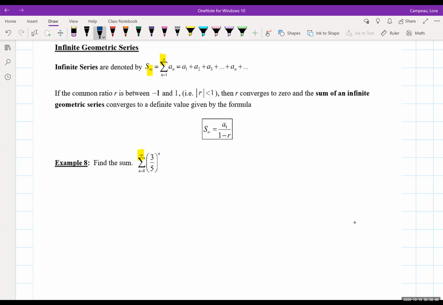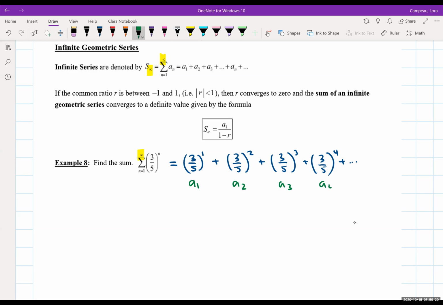So I'll do the same thing. One of my strategies is whenever I'm trying to figure out if something's geometric, I'll write out the first few terms. So if I look at the first term, n is starting at 1, so I have 3/5 to the nth power, the first power. The next one would be 3/5 to the second power, 3/5 to the third power, 3/5 to the fourth power, and so on. And because there's not too many complications happening, I can already see who my a sub 1 is, a sub 2, a sub 3, a sub 4, and so on.